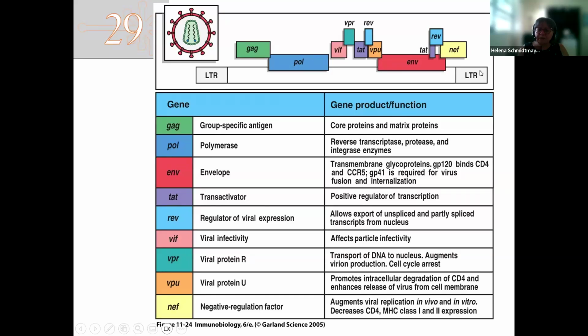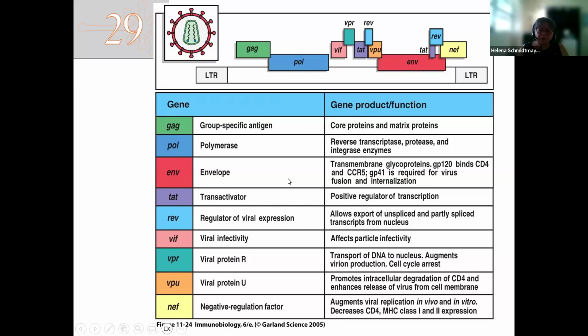As you can see, there are two LTRs. You recall LTRs are generated during retrotranscription when the virus synthesizes double-stranded DNA. GAG, POL, ENV, and accessory proteins. Recall GAG, group-specific antigen, encodes the core protein, matrix protein, and small nucleocapsid protein. The POL region, polymerase, encodes protease, reverse transcriptase, and integrase enzyme, and ENV encodes GP120 and GP41.